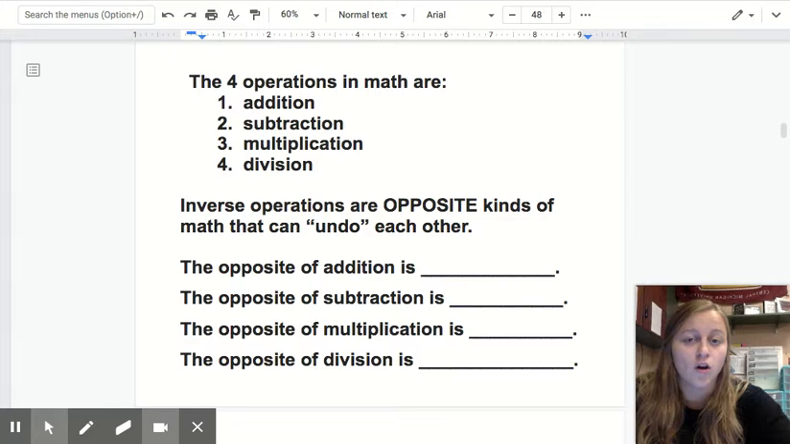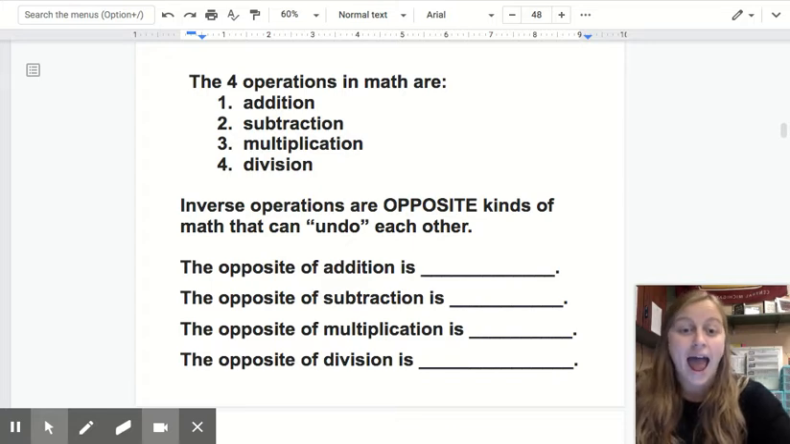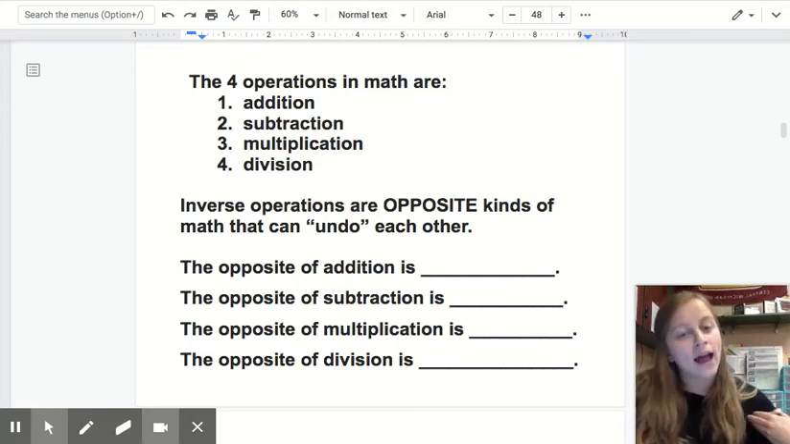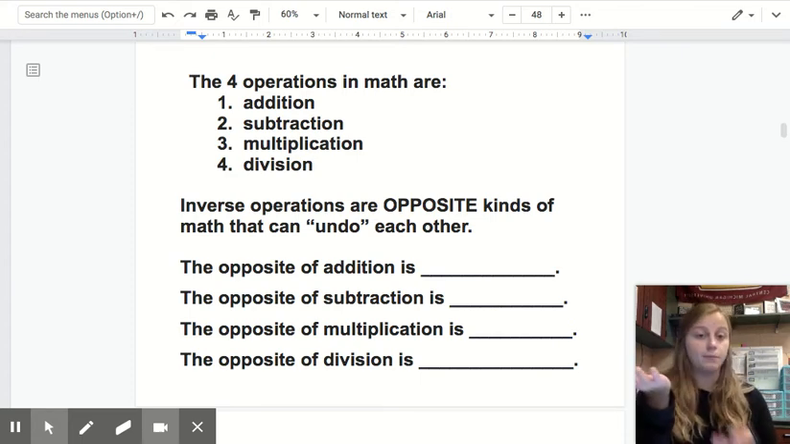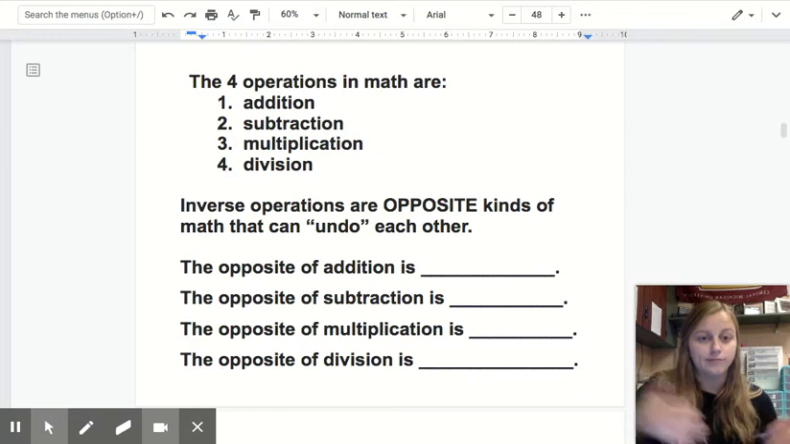Inverse operations are the opposite kinds of math. They can undo each other. So if I add 5, I undo adding 5 by doing the opposite. I subtract 5. They cancel each other out. Adding $5 to your bank account and then going and spending $5 on Starbucks, they canceled out. I'm back to where I started.